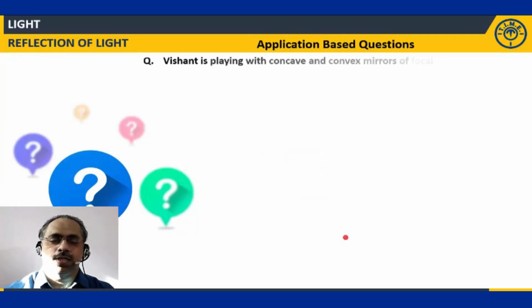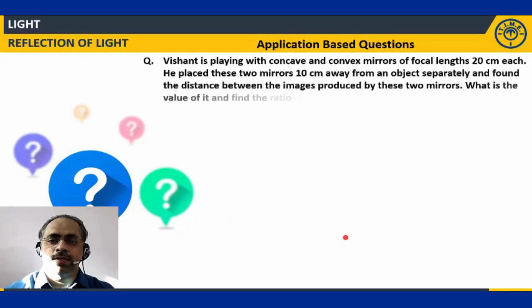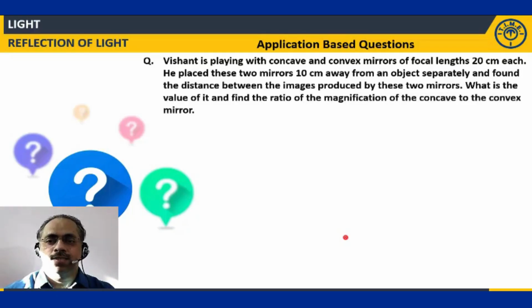Let us move on to the next question. Vishant is playing with a concave mirror and convex lens of focal lengths 20 cm each. He placed these two mirrors 10 cm away from an object separately and found the distance between the images produced by these two mirrors. What is the value of it? And find the ratio of the magnification of the concave to the convex mirror.